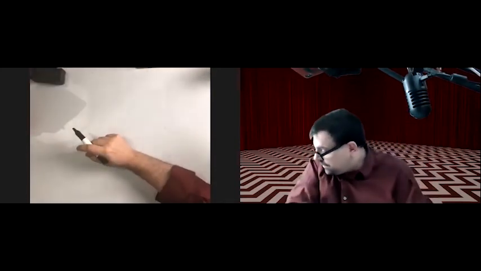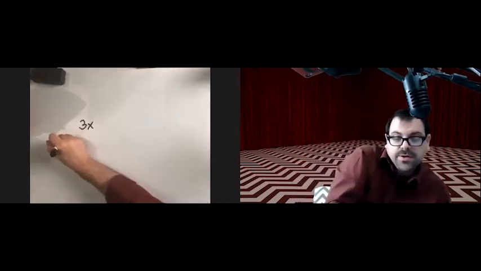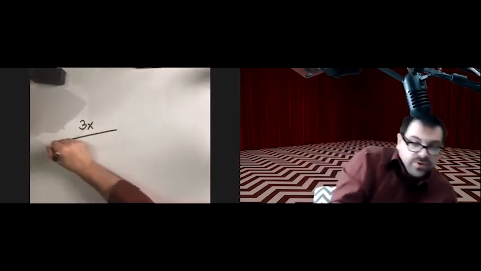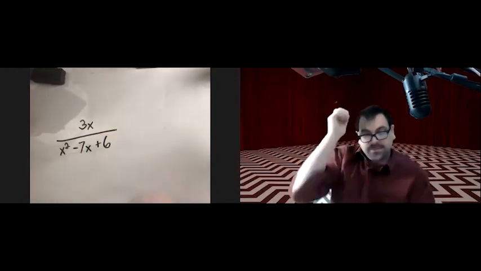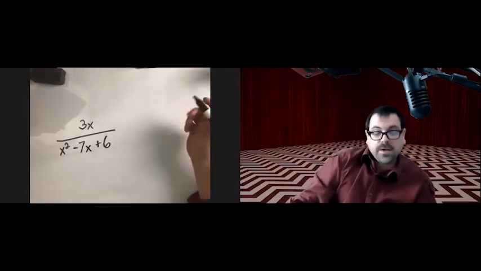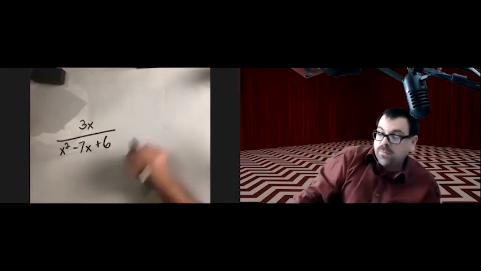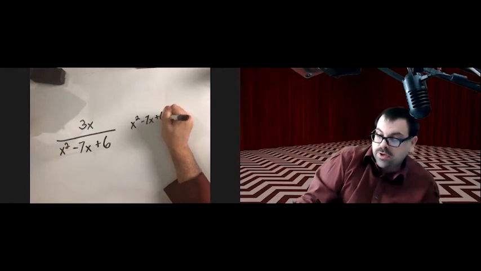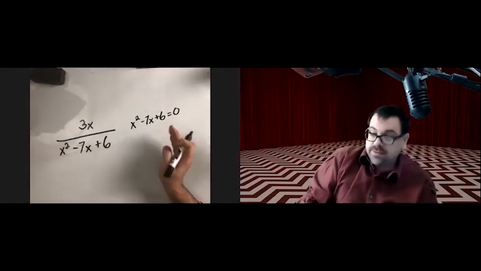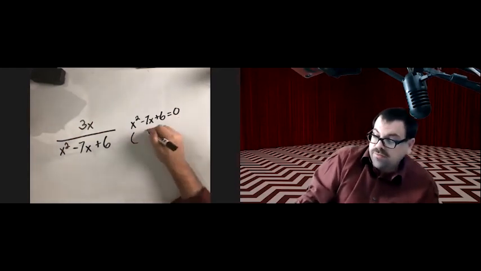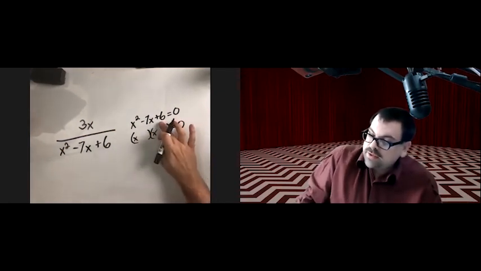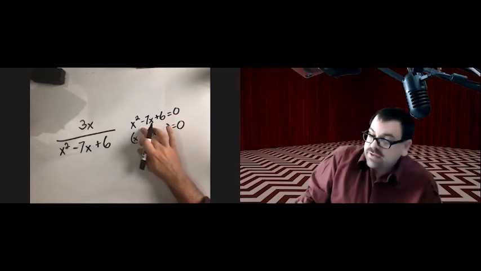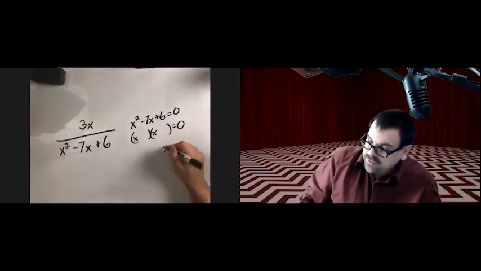Let's do restricted values again. Let's find the restricted values for the expression 3x over x squared minus 7x plus 6. So restricted values are what we get when we set the bottom equal to 0. It's a quadratic. Everything on one side, 0 on the other. Factor and solve. We would need the two numbers that multiply to positive 6 and add to negative 7.